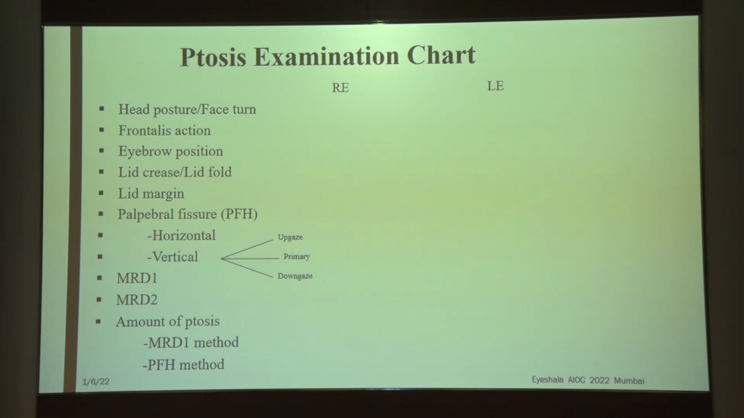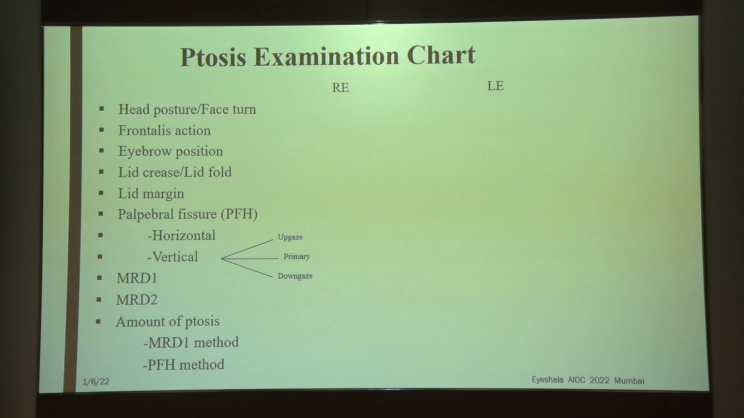A very important point which gives a cosmetic appearance to the eye is the lid crease or the lid fold. I'll come to that in detail. So presence of a good lid crease goes in favor of mild or moderate ptosis, or an absent lid crease may go in favor of a severe ptosis, and a high lid crease goes in favor of acquired ptosis. We'll discuss this one by one. Lid margin for any entropion, trichiasis, or any other marginal abnormalities.